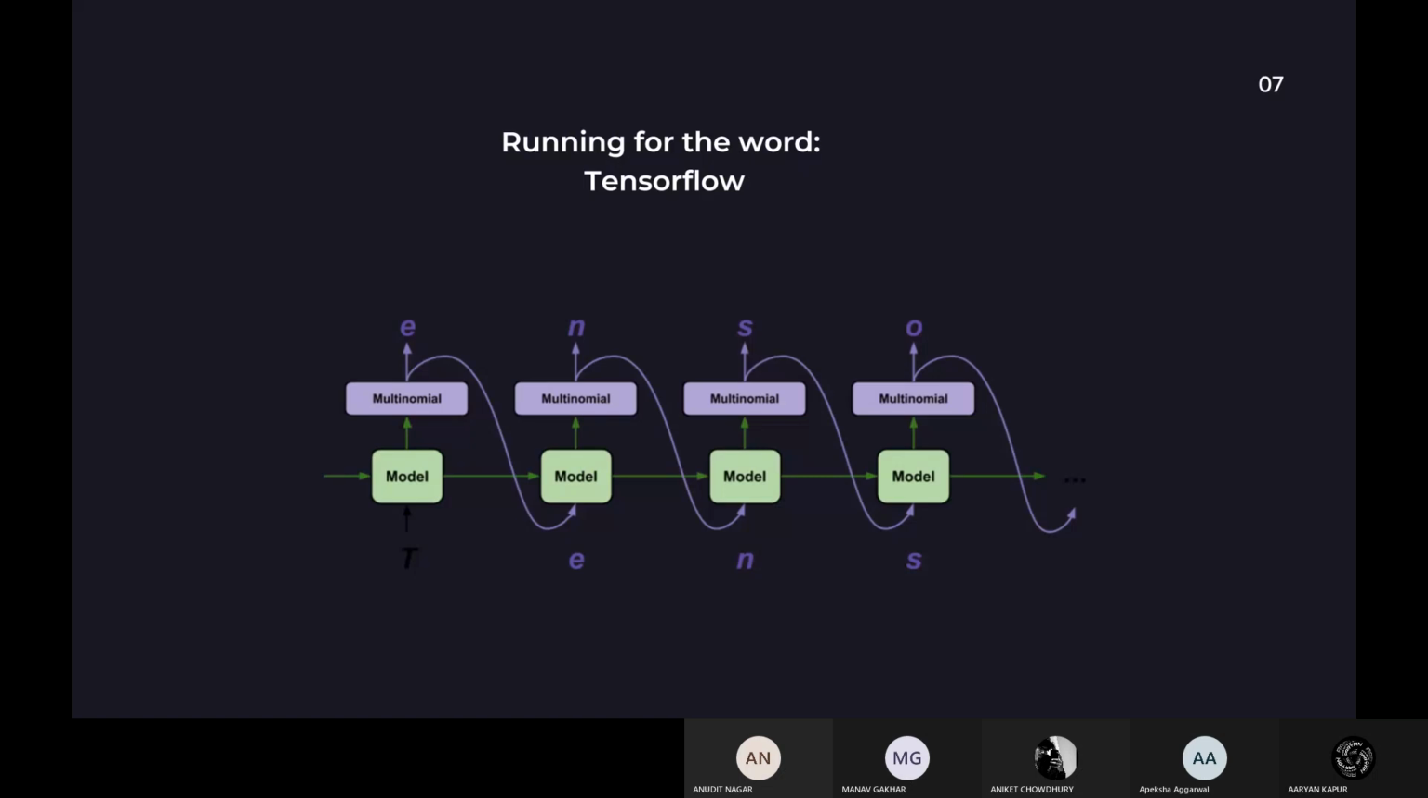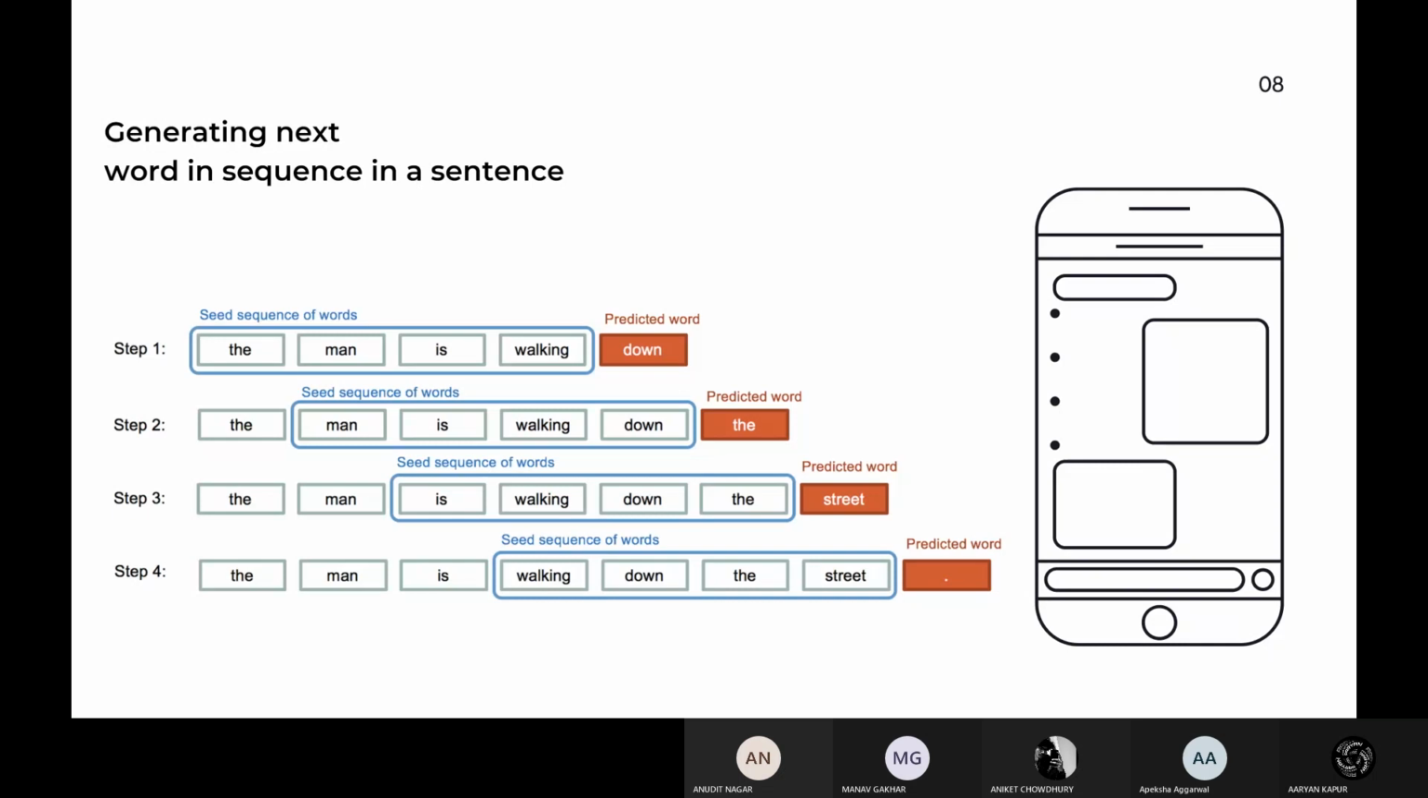This is just a way of finding out the next character, on an example word. This is us generating next words in a sequence. As you can see, we have the seed sequence here: the man is walking. Then we predict down, then we predict the street, and then we predict the full stop.